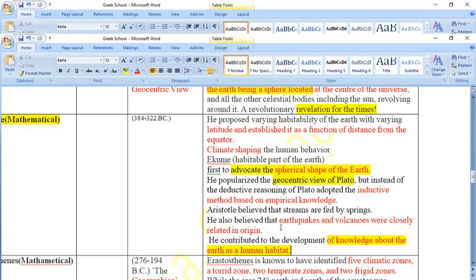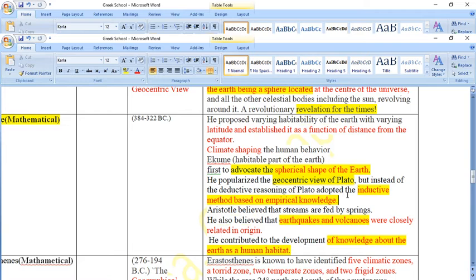The first remarkable thinking of Aristotle: number one is the spherical shape of the Earth. Second is the geocentric view of the Earth. Third is that there is a relation between earthquakes and volcanoes. Fourth is the knowledge about human habitation of the Earth. And last is that he believed in the inductive method and empirical knowledge. Okay, what is the inductive method? We will discuss this later, but we are familiar with empirical knowledge. He believed in observation and getting knowledge from that. That is empirical knowledge.